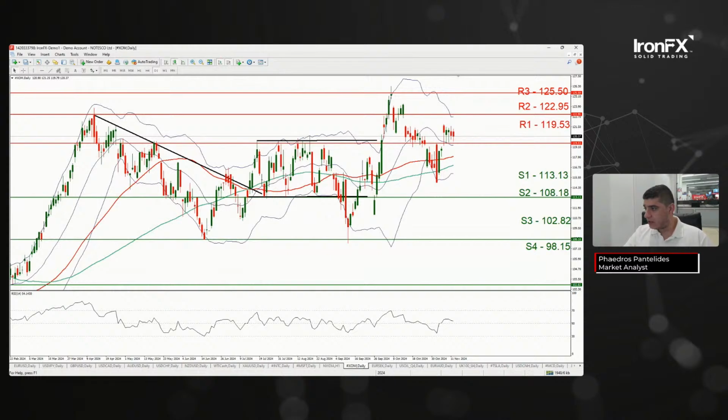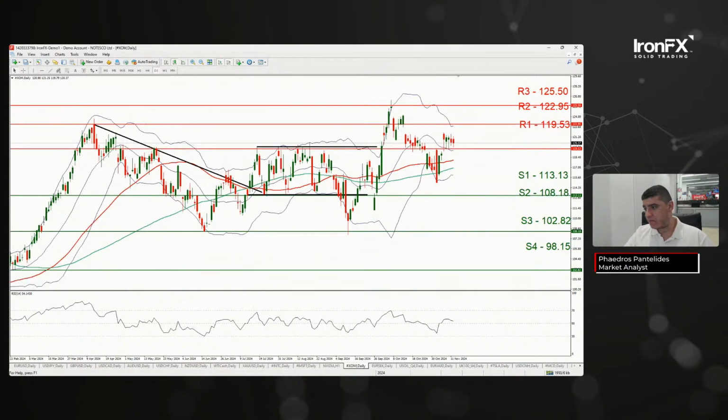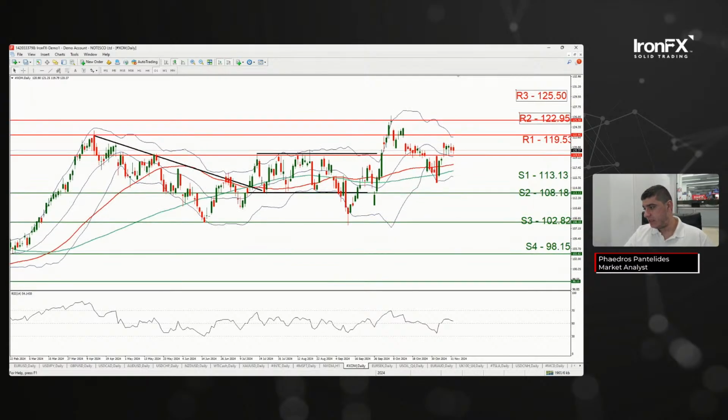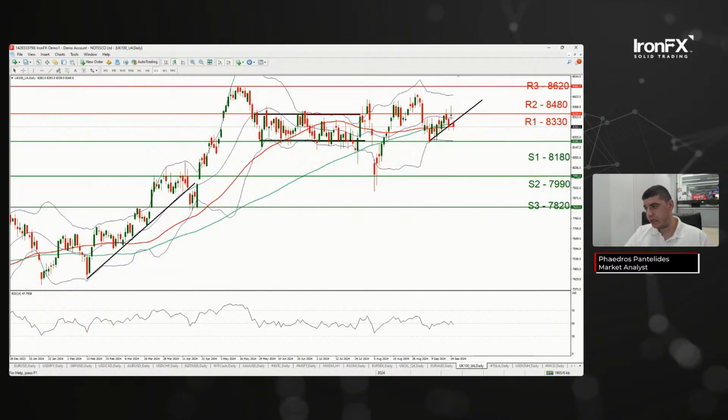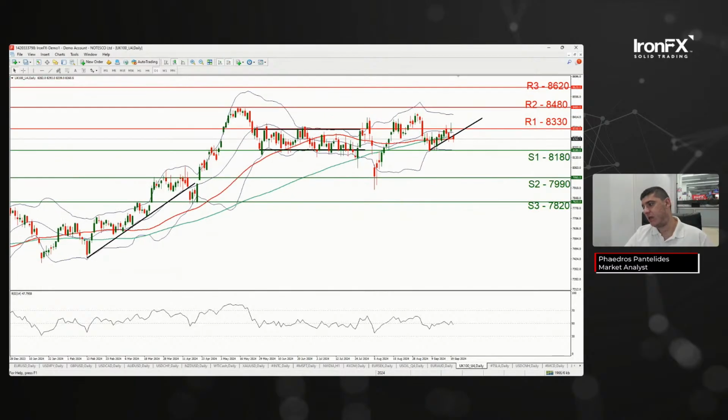ExxonMobil, note that our three level is 105.50, bouncing on three occasions on that support and resistance at 119.53. So that is now support. We do have our two at 122.95 and then our three at 125.50. And then we did have those support levels as well. FTSE remaining in a sideways bias between that 8,180 support level and 8,330 resistance line.